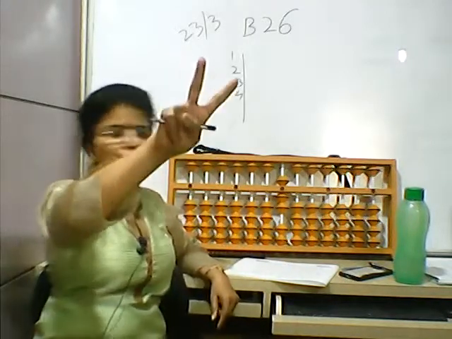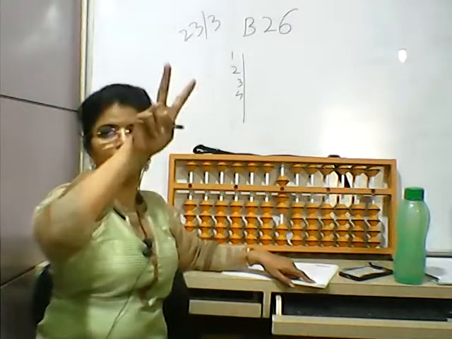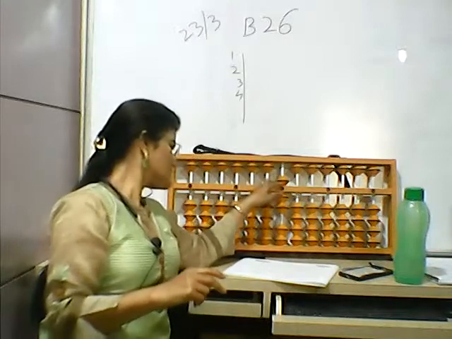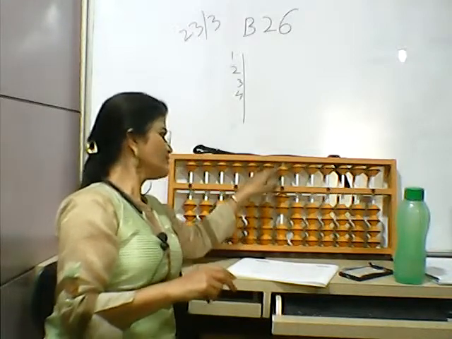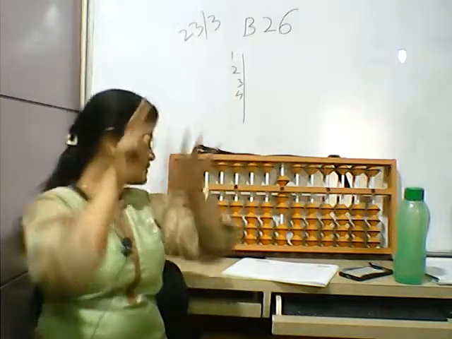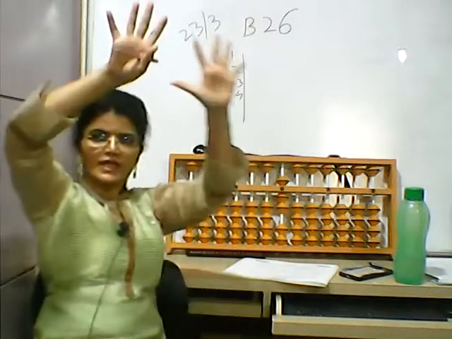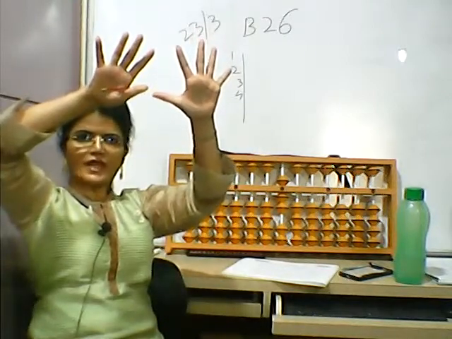Sum number 2. Page number 26. Next, second sum. 7, 5 and 2. Close action. 5 and 2. Close action. 5. 5 is already down. Take the help of big friend 10.